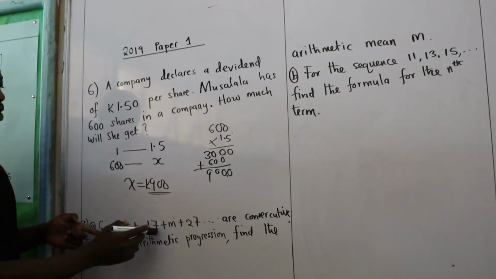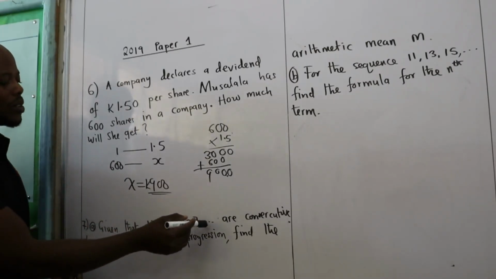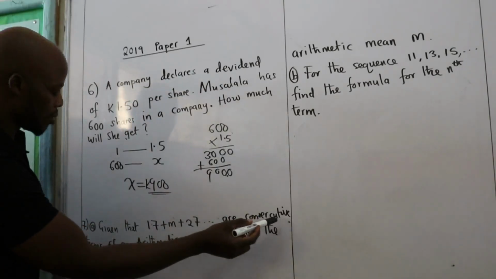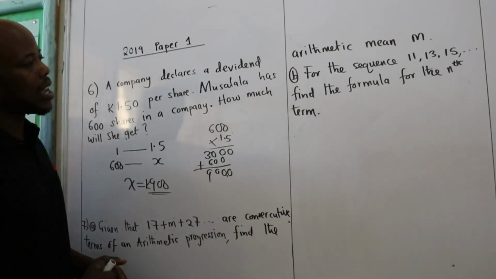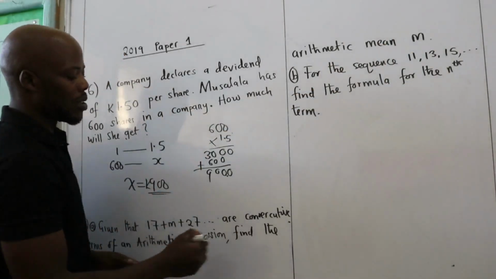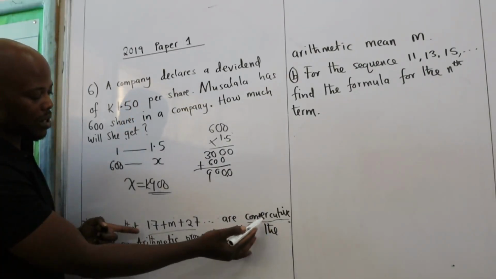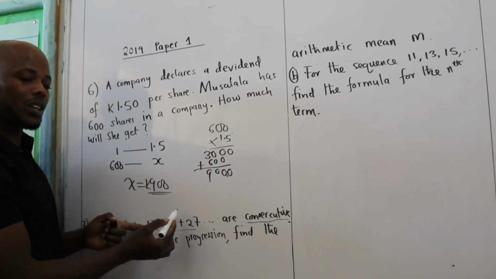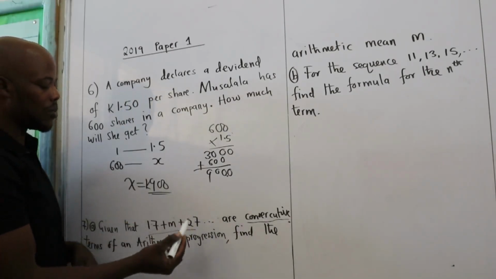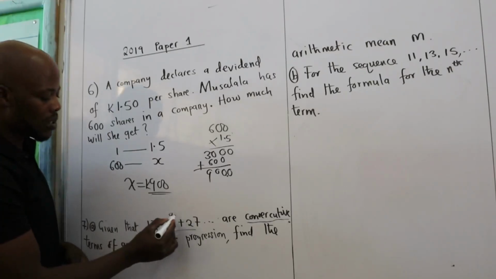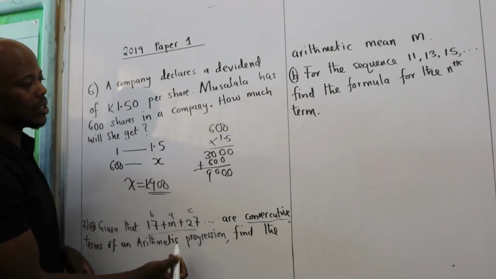They are saying given that 17, m, 27 are consecutive terms of an arithmetic progression, find the arithmetic mean. So our key is here and here. What it means is these are following each other. This is 17 and then m and then 27, just like that. Meaning the one which is in between is our A, this is our B, and this is our C.